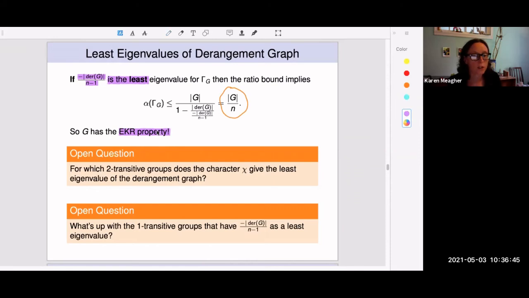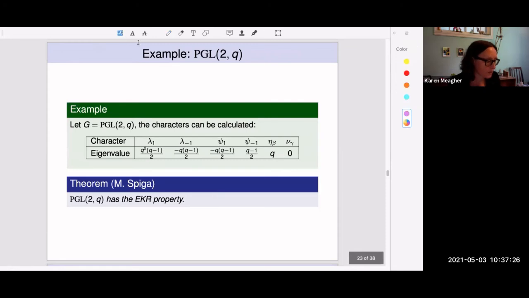So the open question here is, for which two-transitive groups does this character actually give you the least eigenvalue? And it's lots, but not all, some. There's also something weird. If your group is one-transitive, then this character, the number of fixed points minus 1, is not irreducible, so you're not going to get an eigenvalue from it. But sometimes in examples, this guy shows up anyway. I don't know what's up with that. So when one-transitive groups sneak around and have this as one of their eigenvalues too, I think there might be something curious. There might not be, I don't know. Open problems.